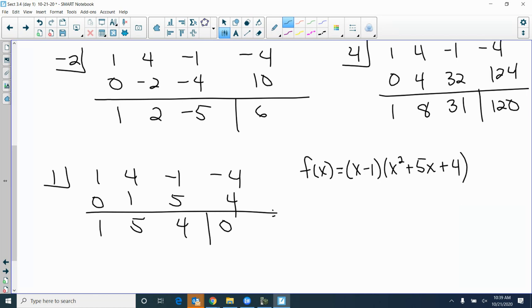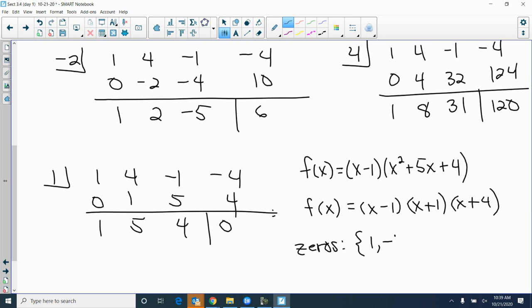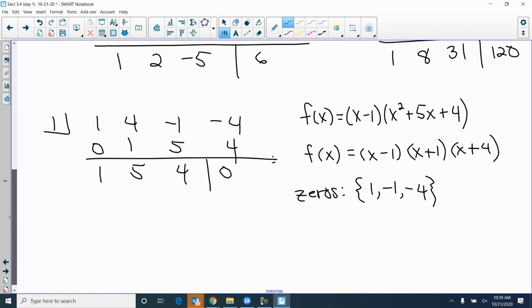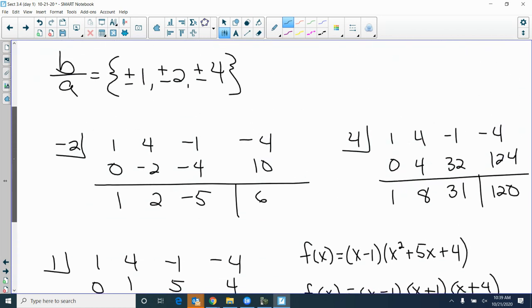And then that's going to factor into f of x equals x minus 1 and x plus 1 and x plus 4. So my zeros are going to equal 1, negative 1, and negative 4. Okay, 1, negative 1, and negative 4. All right, you good there?